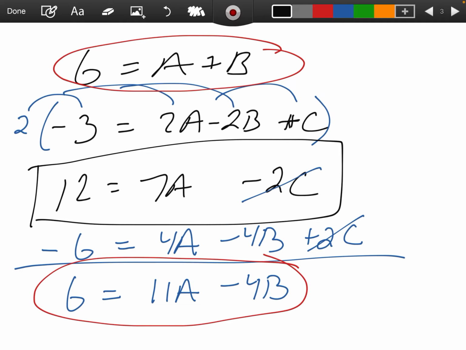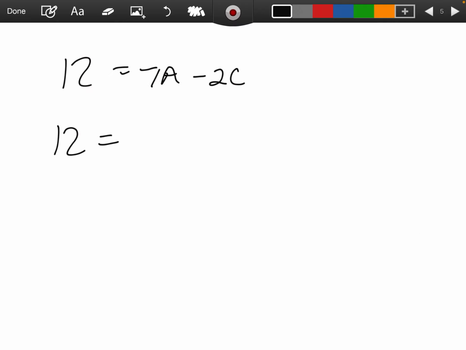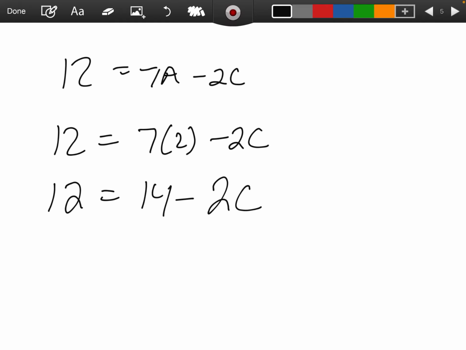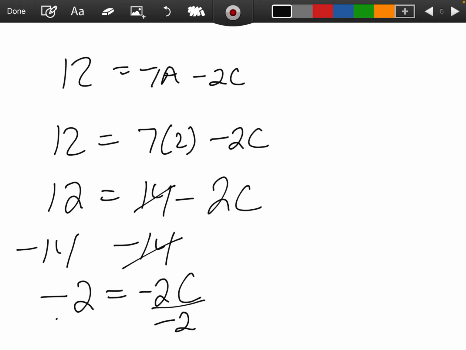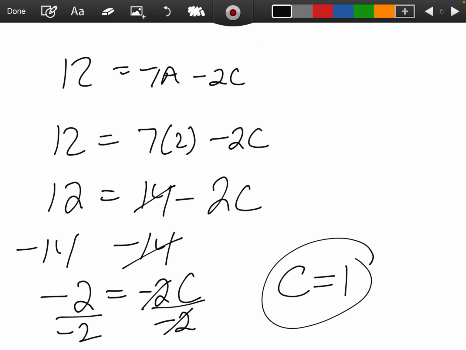I'm going to come back and use, it really doesn't matter which equation, say we use this one here. So 12 equals 7a minus 2c. And we found that a was 2. So if I know that a is 2, this is going to give me 12 equals 7 times 2 minus 2c. So 12 equals 14 minus 2c. So when I subtract 14 on both sides, that's going to give me a negative 2 equals a negative 2c. So I divide both sides by negative 2, c is equal to 1.